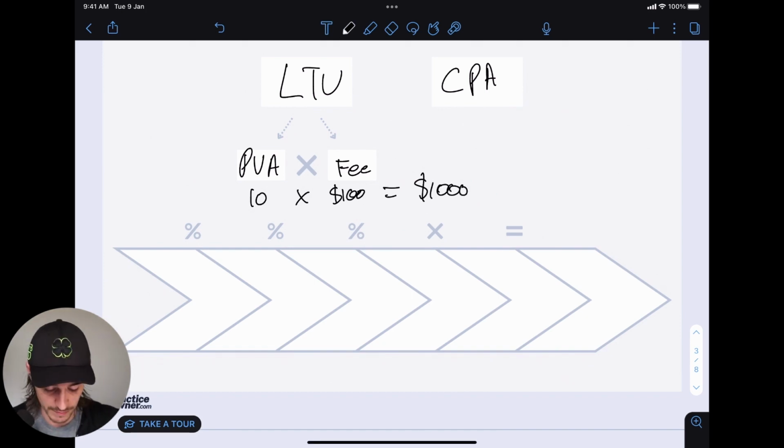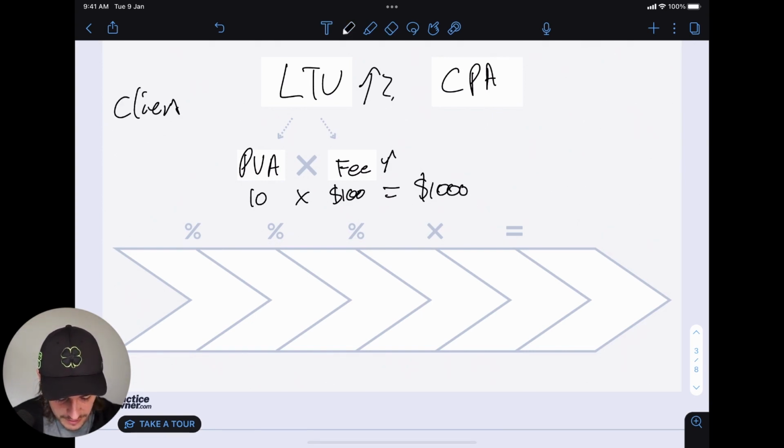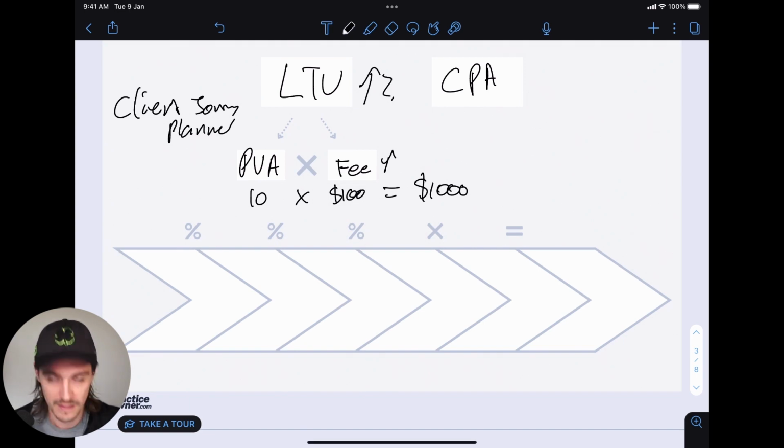So how do I increase my lifetime value? I increase my fees, or I increase the number of visits I have per person, or I increase both. How do I increase my patient visit average? First thing I do is go through the client journey planner so that I can have a treatment plan worthy of my clients to get them results over a longer period with more visits. That'll increase the number of visits I have per person.